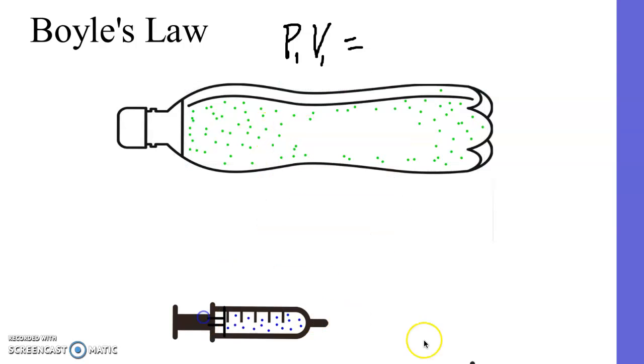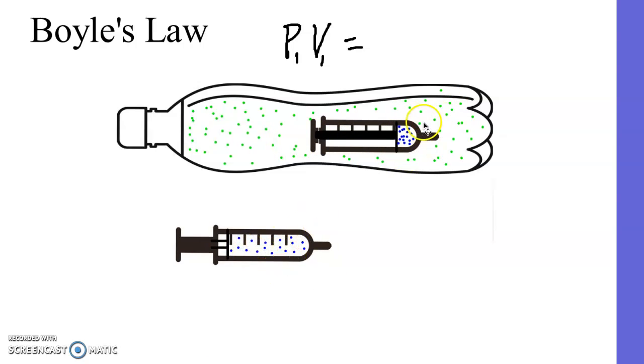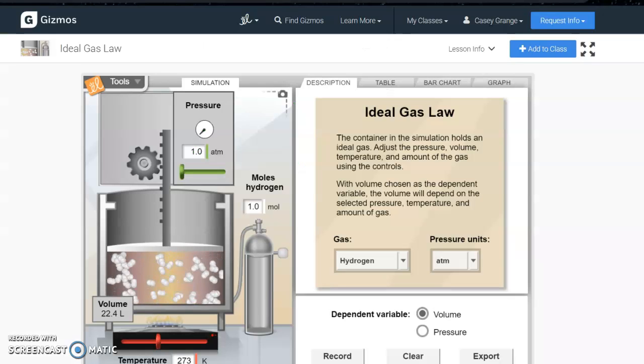They're pushing on this end of the syringe, so the volume of the syringe goes down. That same amount of gas that was in the syringe before, the blue dots, is still in there, but now there's less room to move, so the pressure inside increases. This is an inverse relationship: when the pressure goes up, the volume goes down. So this second pressure would increase and this second volume would decrease inside the syringe. I'd like to show you this visually.